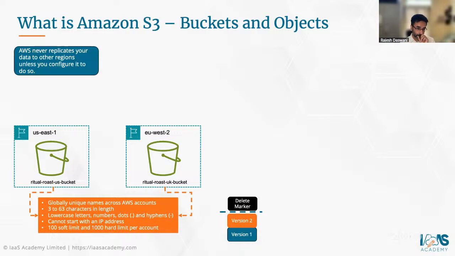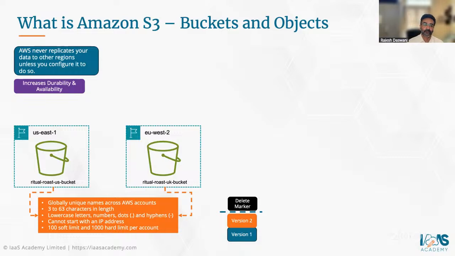AWS also allows you to create buckets across regions. So you can create buckets in US East 1 and EU West 2, wherever you might like. But bear in mind that AWS will never replicate data between buckets across regions. However, you can do that if you wish, but AWS never replicates data to other regions unless you configure it to do so.